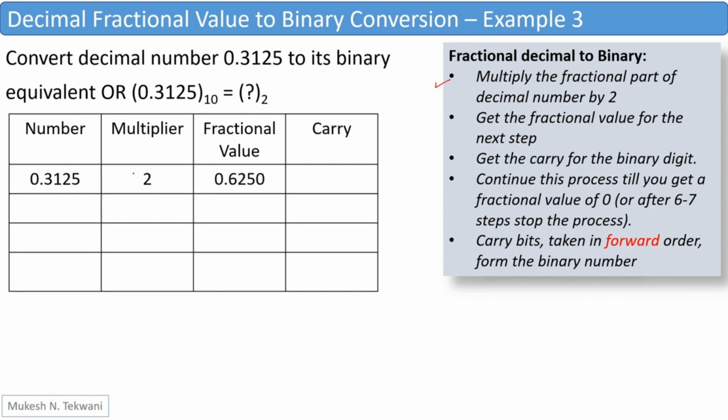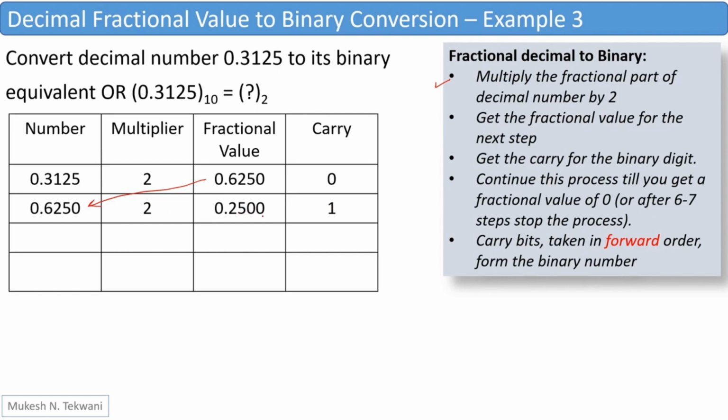This gives us the value 0.6250, and because there is no carry, we write the carry as 0. So when you multiply 0.3125 with 2 it gives us 0.6250. Since there is no carry, we write 0 here. Then we take this fractional value and use it as our next number. So we have taken this fractional value, and now we will again multiply it by 2. Now observe this part. 0.6250 into 2 will give 1.2500. So the 1 we write as a carry, and the fractional value becomes 0.2500.